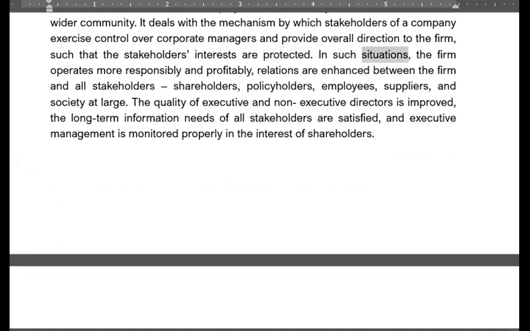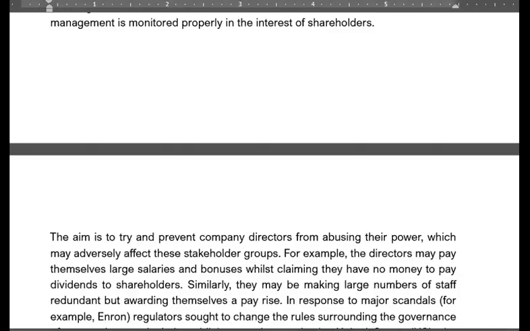In such situations, the firm operates more responsibly and profitably, relations are enhanced between the firm and all stakeholders: shareholders, policyholders, employees, suppliers, and society at large. The quality of executive and non-executive directors is improved, the long-term information needs of all stakeholders are satisfied, and executive management is monitored properly in the interest of shareholders.